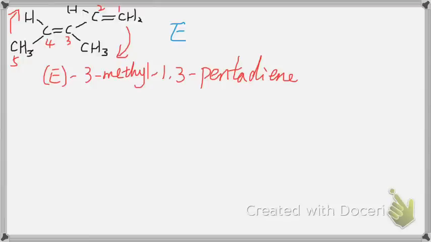Don't forget the configuration of the double bond, E. We put E in the front in parentheses, just like we put down R or S in the name for chiral centers. And here we have only one letter E in the front of the name, even though we have two double bonds, indicating only one double bond can have this E or Z configuration. Okay? Next example.